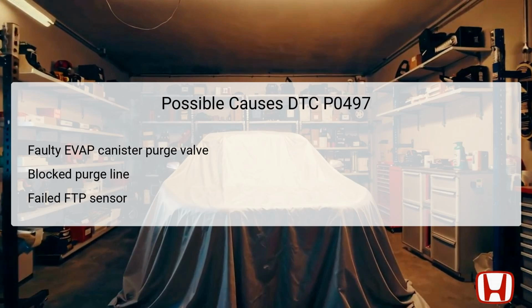Another significant cause could be a failed FTP sensor, which is responsible for sensing the pressure within the fuel tank. If this sensor is defective, it may send inaccurate data to the ECM, prompting the DTC to activate. Evaluating each component for these specific failures is essential for accurate diagnosis and effective repair.